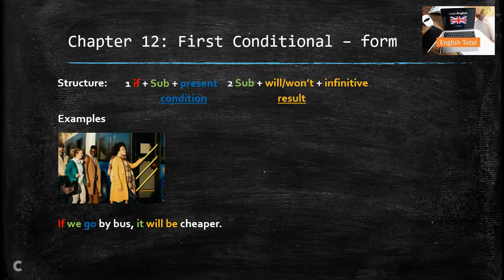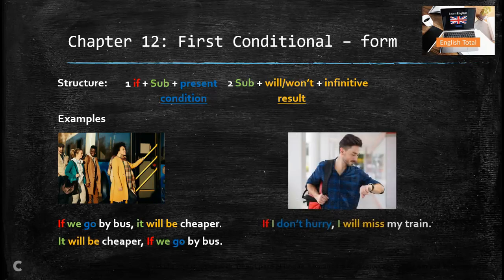If we go by bus, it will be cheaper. Note that you can change the order of the sentences with no major difference in meaning. It will be cheaper if we go by bus. If I don't hurry, I will miss my train. I will miss my train if I don't hurry. Once again, let's restate that changing the order of the sentences does not alter the meaning.